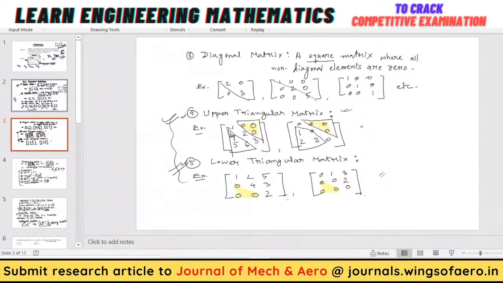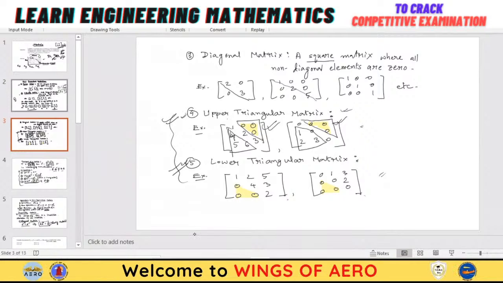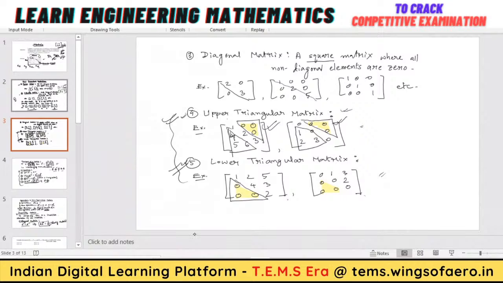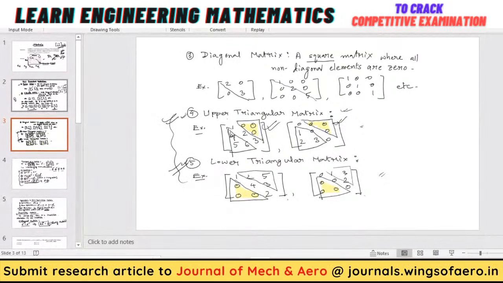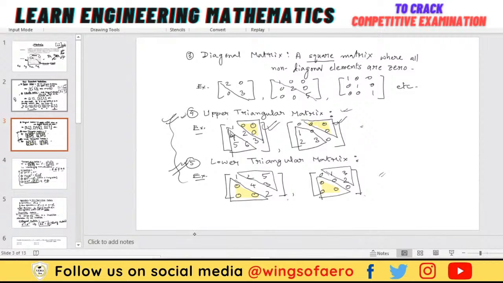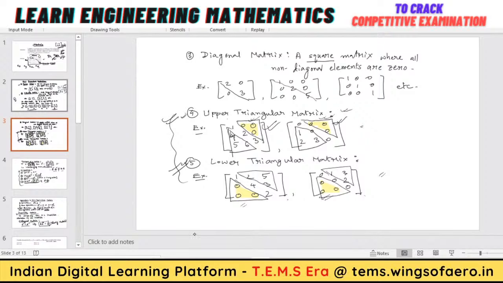In case of upper triangular matrix, the upper portion of this diagonal element will be all 0. And in case of lower triangular matrix, the lower portion of this diagonal element will be all 0. Look at this, this is upper portion and this is lower portion. Similarly, this one, this is lower portion, this is upper portion. So lower triangular means all the elements of the lower portion are equal to 0, and upper triangular means all the upper portion of the diagonal elements will be 0.